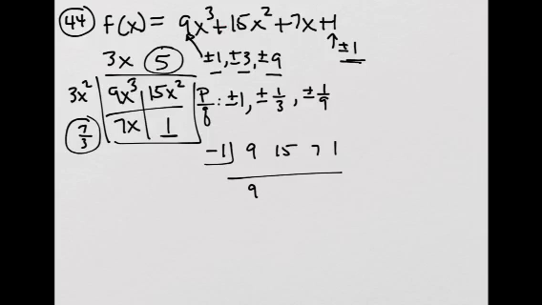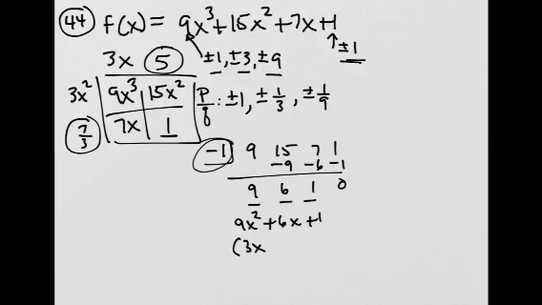Bring down the 9, -9, 6, -6, 1, -1, 0. Found it. Okay, I found this one. And so these three numbers here represent 9x squared plus 6x plus 1. So I can see that 3x plus 1 would work. 3x plus 1. And this -1 means x plus 1, because the -1 is a 0.